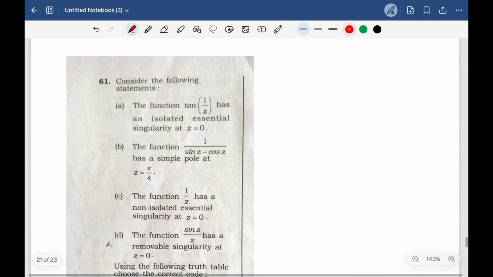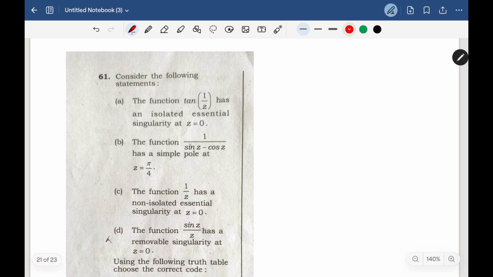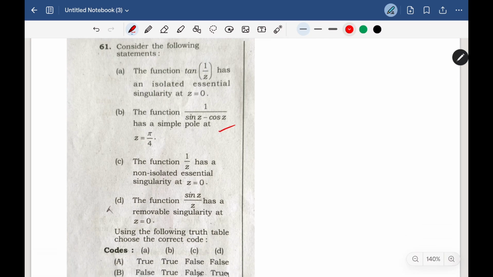The next question is: the function tan(1/z) has an isolated essential singularity at z = 0. The function has a simple pole at z = pi by 4. So at z = pi by 4, this is 1 by root 2 minus 1 by root 2, so this is 0. So this is true. The function 1 by z has a non-isolated essential singularity at z = 0. z = 0 is not non-isolated, this is isolated. So this is false. Now the function sin z by z has a removable singularity at z = 0. So this is true.